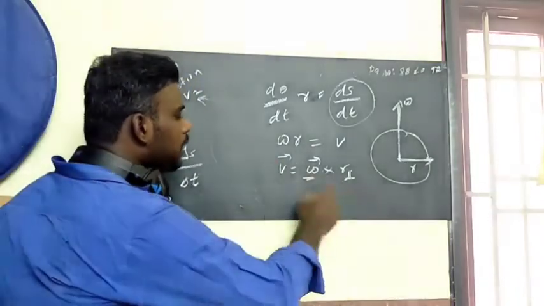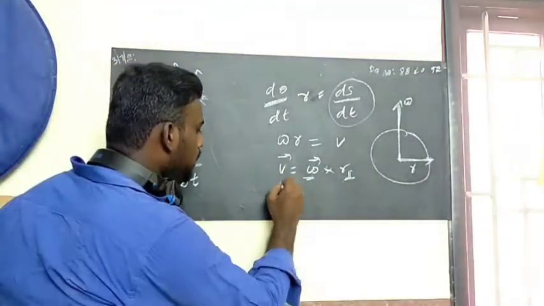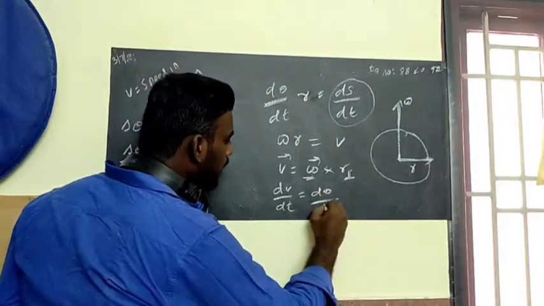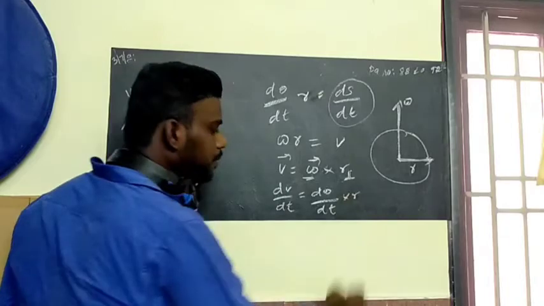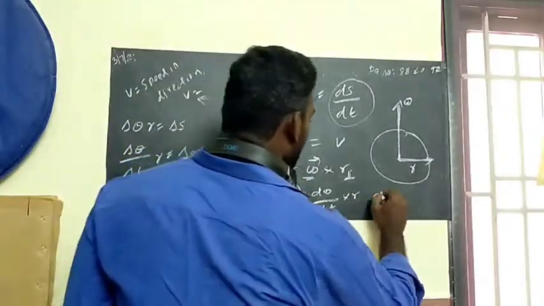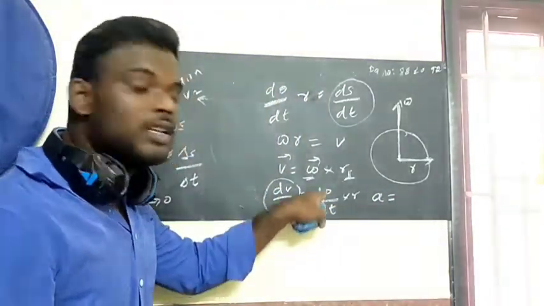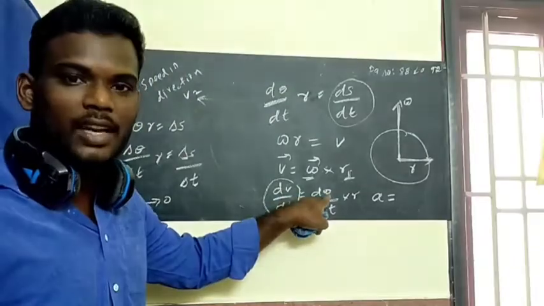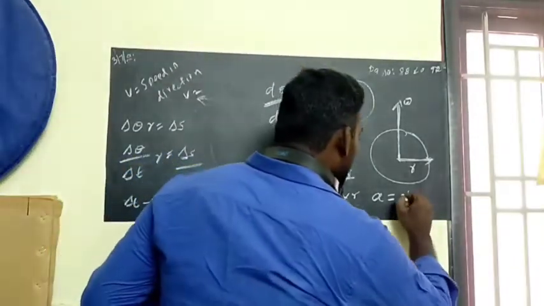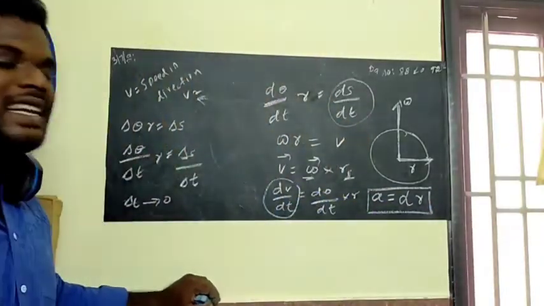Now differentiating both sides with respect to t. Then what will become? dv by dt equals d omega by dt into r. This will be acceleration. And d omega by dt is called the rate of change of angular velocity. The rate of change of angular velocity is called angular acceleration, into r.